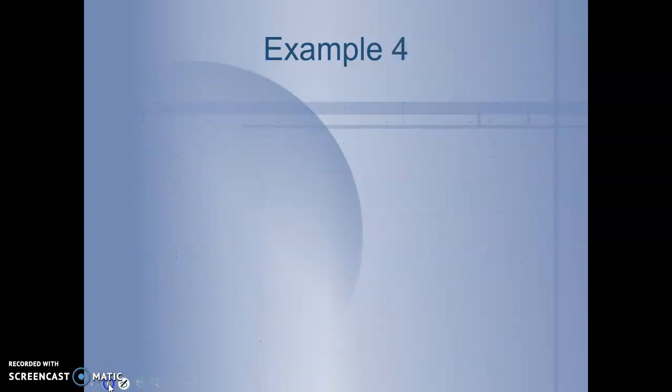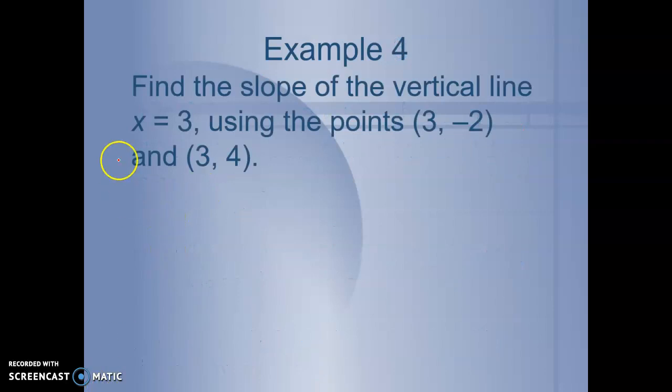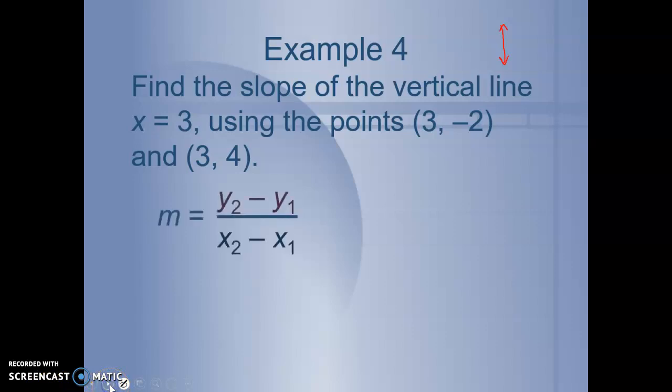It doesn't change. Let's find the slope of this vertical line, x equals 3, using these points. If you look at that, that's a pretty steep slope. Okay, but how would we write that? Well, let's use our formula here. y2 minus y1, x2 minus x1. We're going to plug in these points. This is our x1, this is our y1. We forgot to label them. x2, y2.